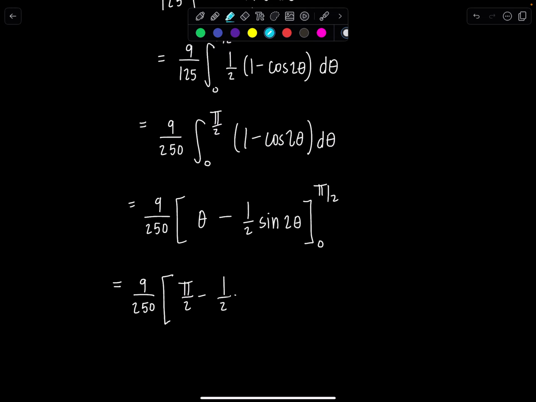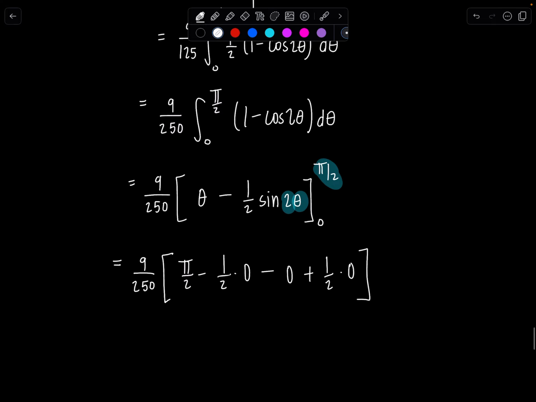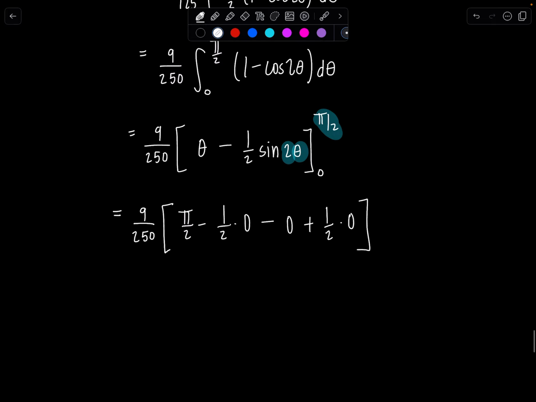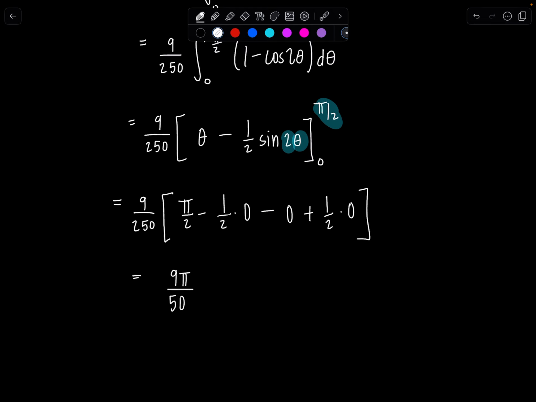Now this is how you evaluate this. You plug in pi over 2 for theta, then you double it. So 2 times pi over 2, that's pi. Do you know what sine of pi is? Oh, good. Yes, it's 0. Nice work. Okay. Minus, now I'm plugging in lower limit 0 here for theta. That'll be 0. Plus 1/2 sine of 2 times 0 is still 0. So everything was 0 except that pi over 2. So 9 over 250 times pi over 2 is 9 pi over 500. And that's it. Voila. How was that?